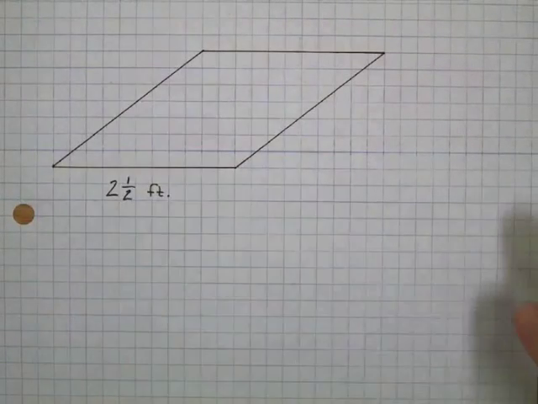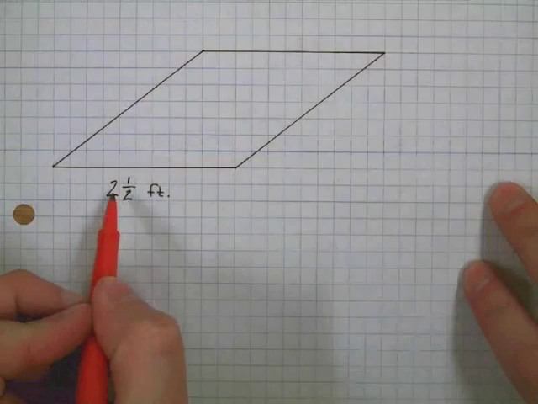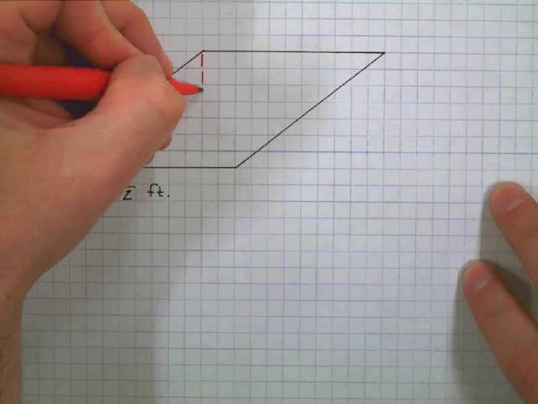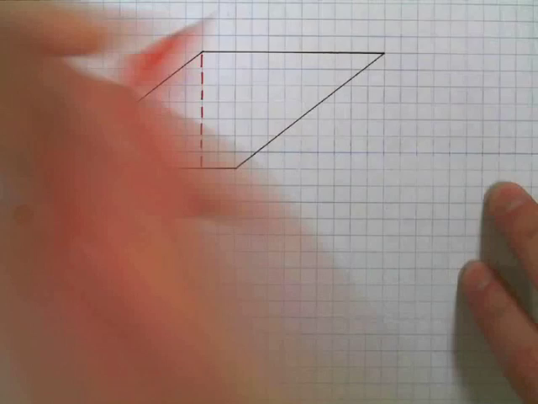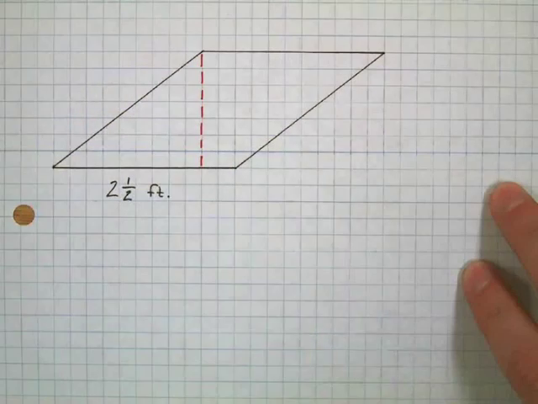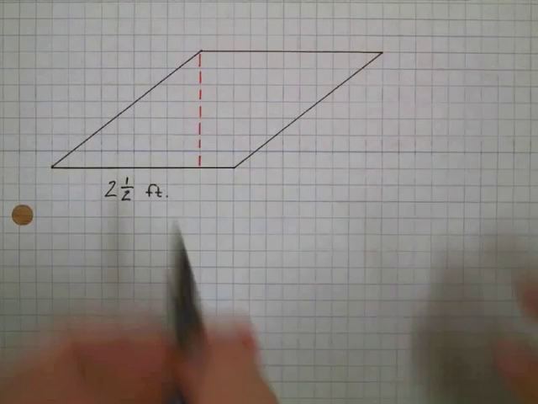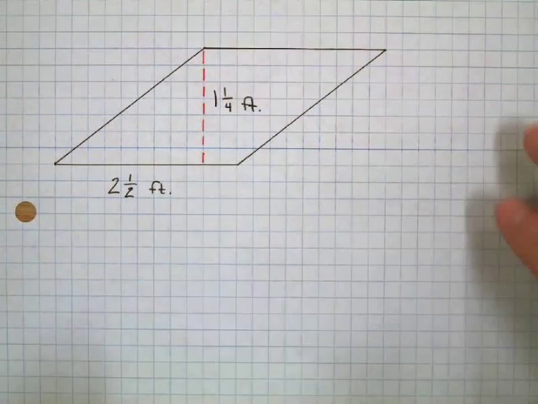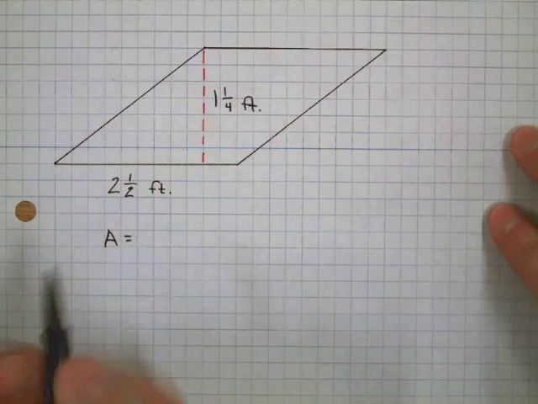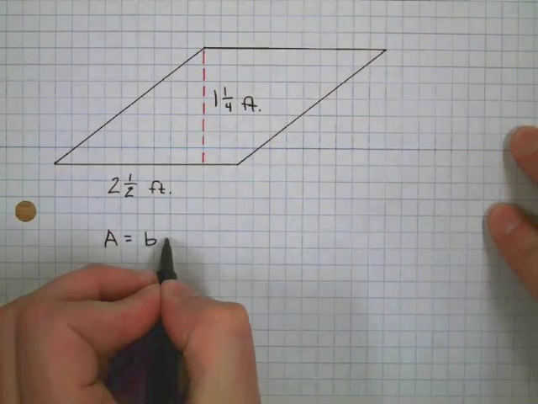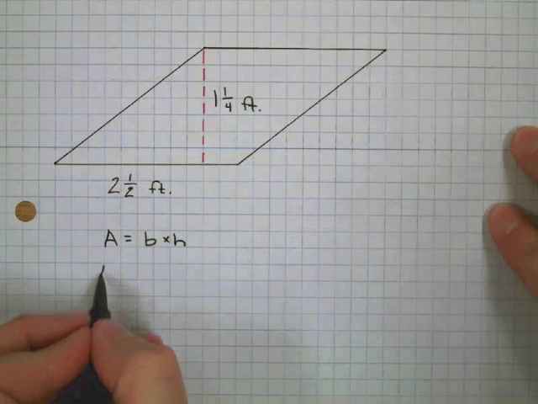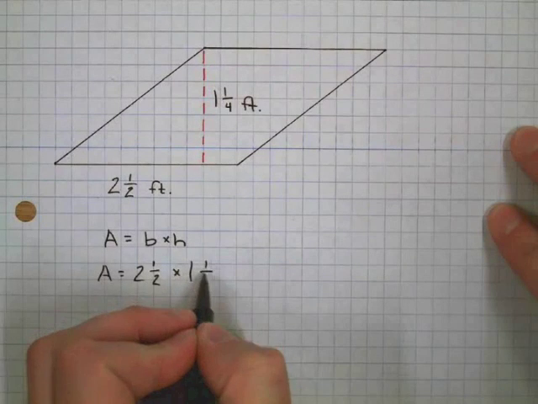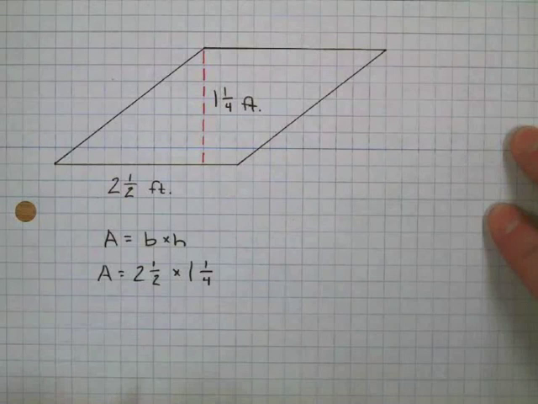Let's say we have this parallelogram here, and we have a base of 2.5 feet, but we need to determine our height. So I'm going to go up here to this point and just drop a perpendicular line straight down, and this height right here, let's say we know that this height is 1 1/4 feet. So our formula for the area of a parallelogram is base times height. Well, we know our base is 2.5 feet, and our height is 1 1/4 feet. So we can multiply these together to get our area.